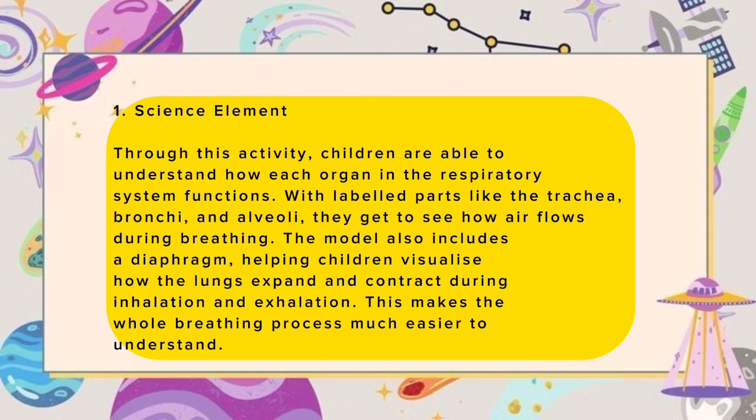The first one is science element. Through this activity, children are able to understand how each organ in the respiratory system functions. With labeled parts like trachea, bronchi, and alveoli, they get to see how air flows during breathing. The model also includes a diagram helping children visualize how the lungs expand and contract during inhalation and exhalation. This makes the whole breathing process much easier to understand.